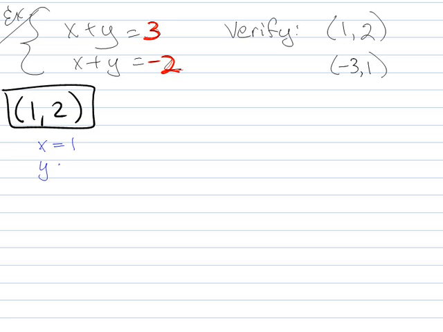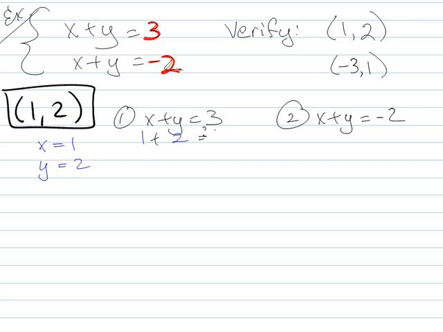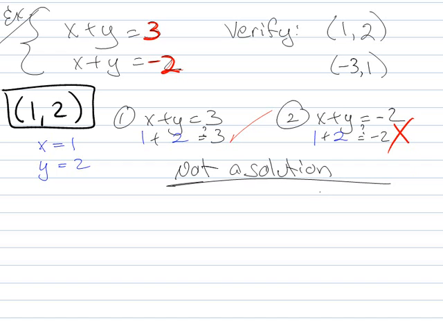So x is going to be equal to 1, y is going to be equal to 2. We want to test each of our individual equations. So x plus y is 1 plus 2. Now, is 1 plus 2 equal to 3? Yes, that one works. Now let's try the second one. x plus y is 1 plus 2. Is 1 plus 2 also equal to negative 2? No. So this one is not a solution.